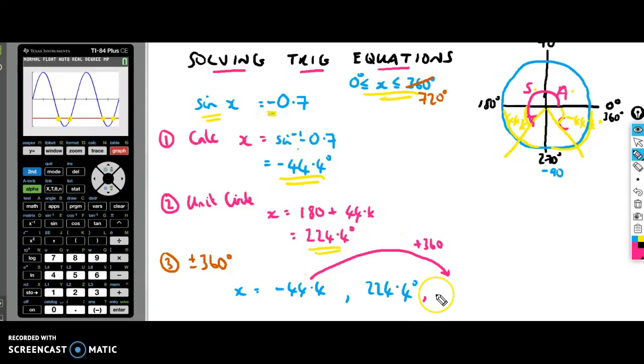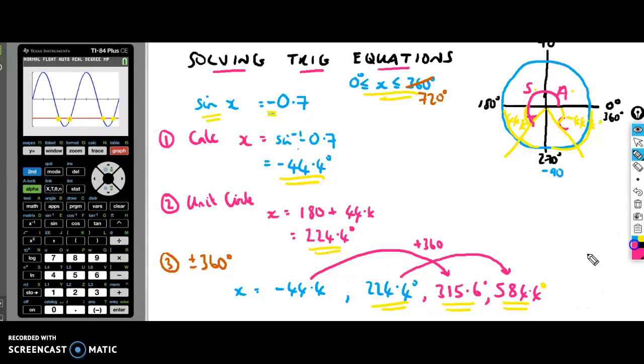If we do that, we're going to get 315.6, if I've done my maths correctly. And we also add 360 to the next number. So we're like leapfrogging. 360 onto this would become 584.4. So that's looking good. We have one answer, two answers, three answers. But there's still one more, this one here. So let's do the last one.